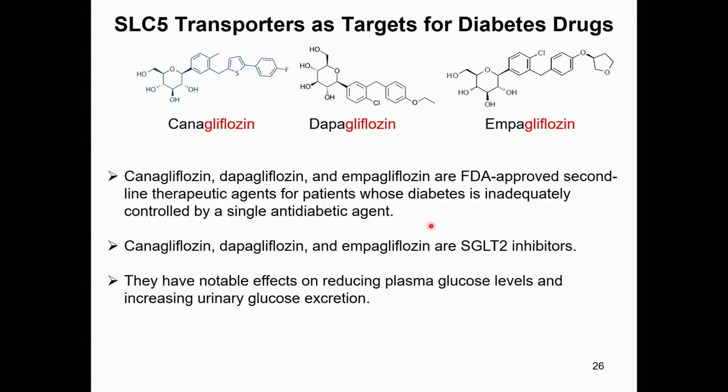Here are some of these drugs. These are FDA-approved therapeutic agents, and they're usually employed when somebody is having difficulty responding to more of a baseline anti-diabetic drug approach. They can reduce plasma glucose levels, and they can cause that glucose to be excreted into the urine.